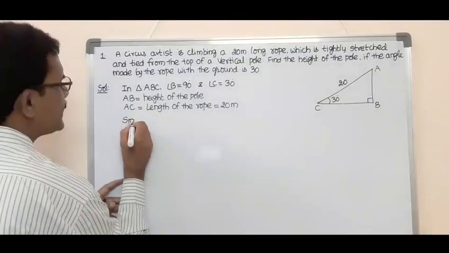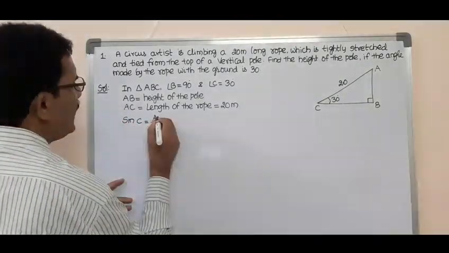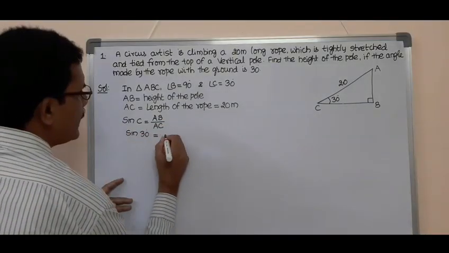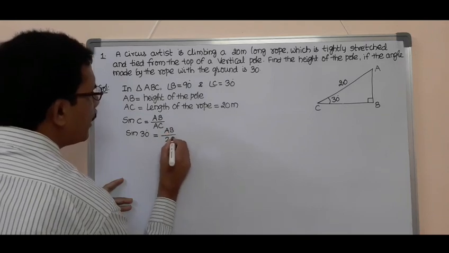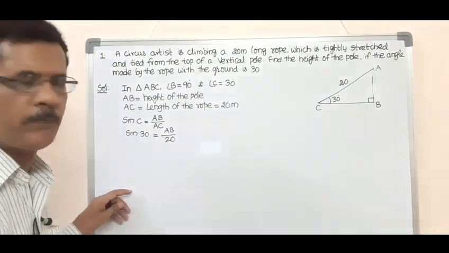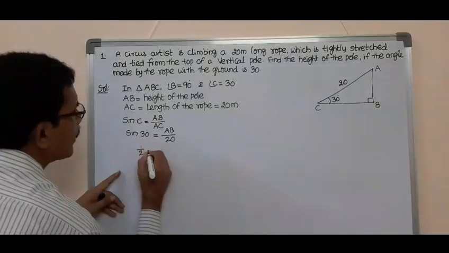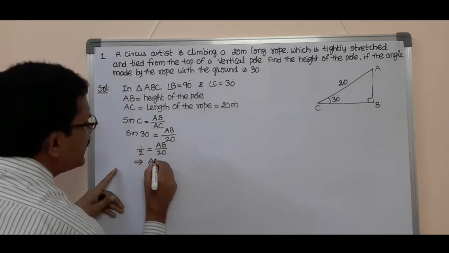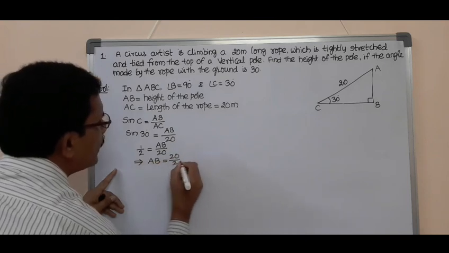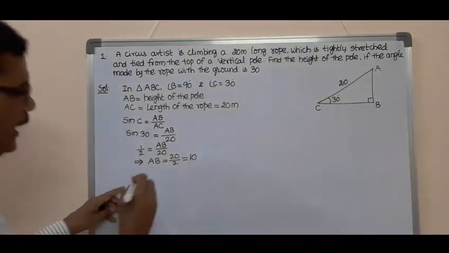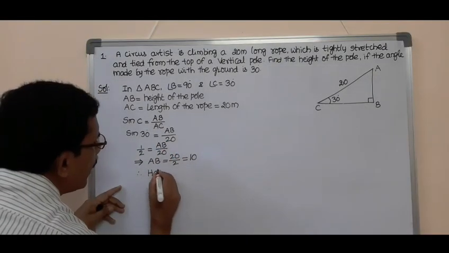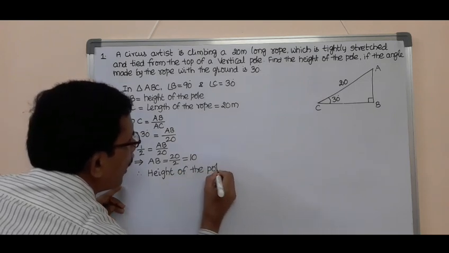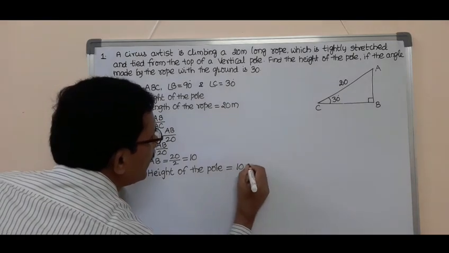So sin C is equal to AB by AC. Sin 30 degrees is equal to AB by 20. Sin 30 degrees value from the table, that is 1 by 2, is equal to AB by 20, implies AB is equal to 20 by 2, that is equal to 10. Therefore height of the pole is equal to 10 meters.